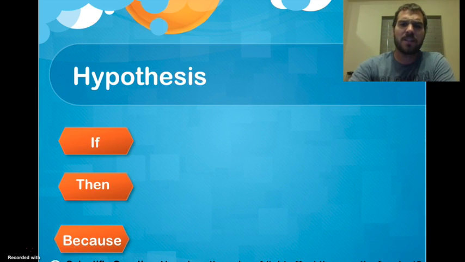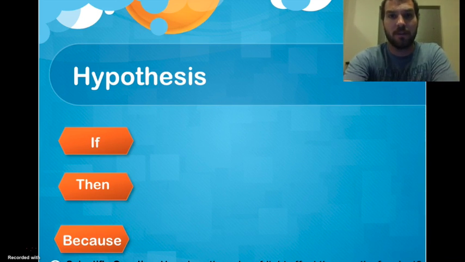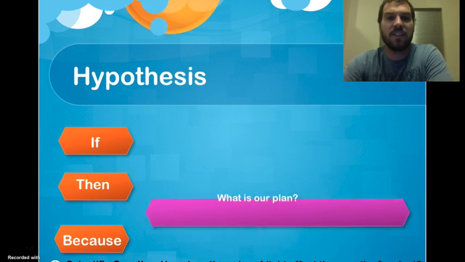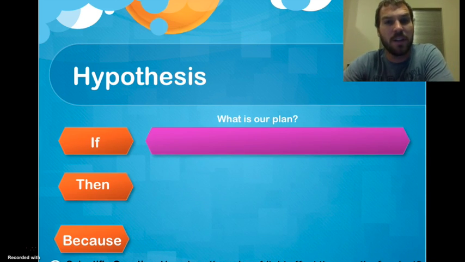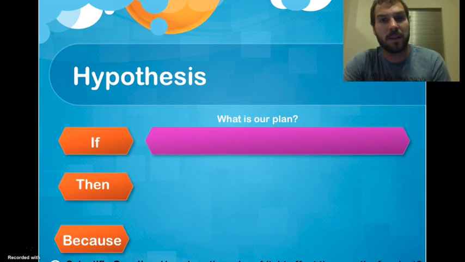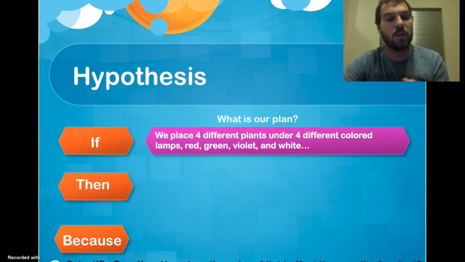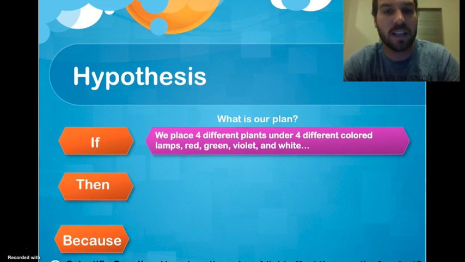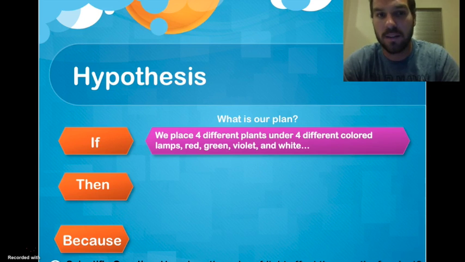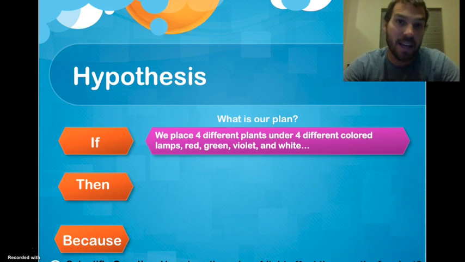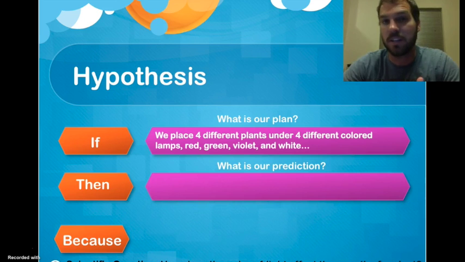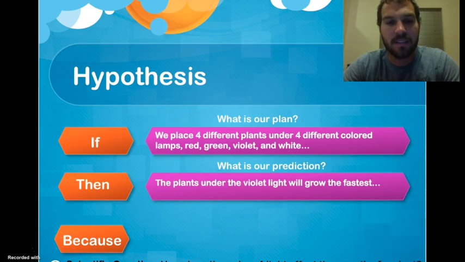The question is, how does the color of light affect the growth of the plant? Right? We've been talking about this. So using that as an example, what is our plan? Well, the plan is to manipulate something. And what is it to manipulate? We're going to place 4 different plants under 4 different colored lamps: red, green, violet, and white. If, so let's read it as a statement. If we place 4 different plants under 4 different colored lamps, red, green, violet, and white, then, okay, what's our prediction? Then the plants under the violet light will grow fastest.